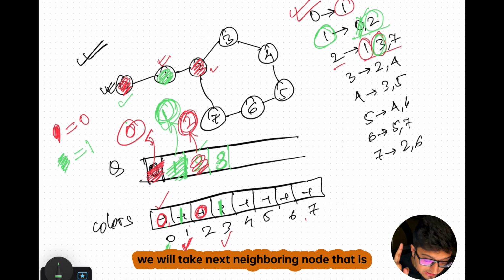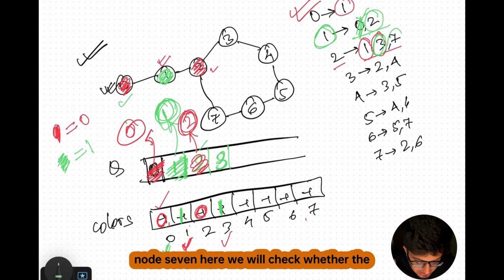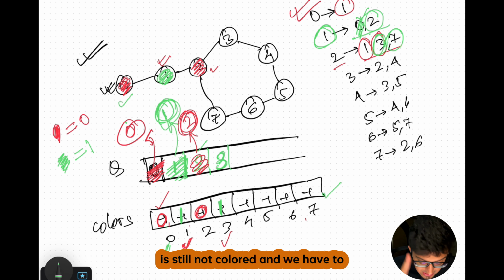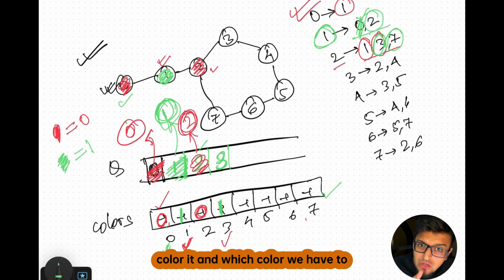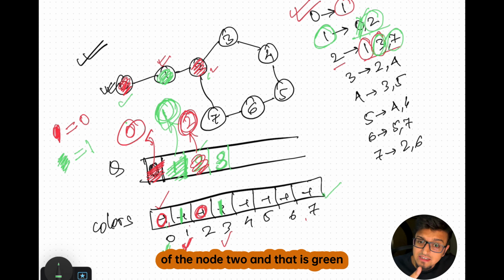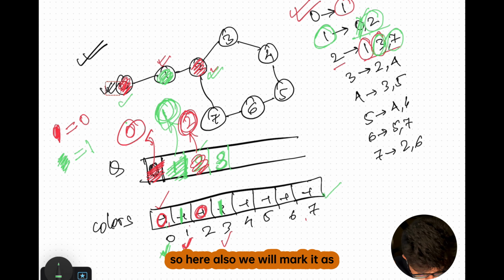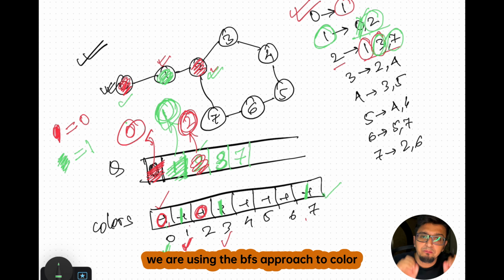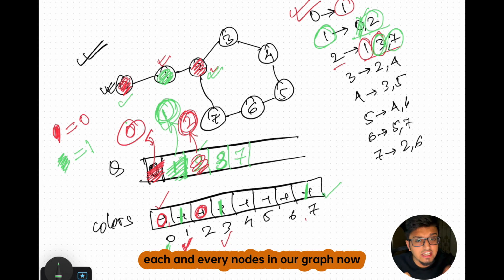Similarly, we will take the next neighboring node, that is node 7. Here we will check whether node 7 is colored or not. If you see, it is -1, so it is still not colored, and we have to color it. Which color do we have to use? We have to use the opposite color of node 2, and that is green. So here also we will mark it as 1 and we will push it in the queue. I hope it is clear how we are using the BFS approach to color each and every node in our graph.